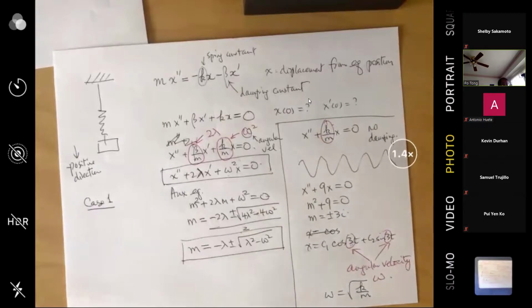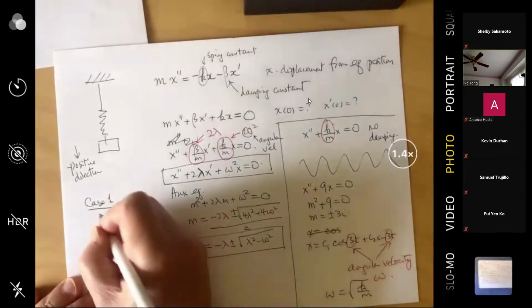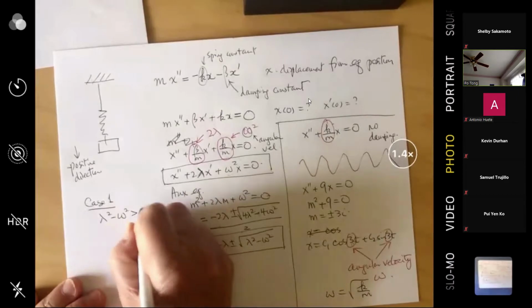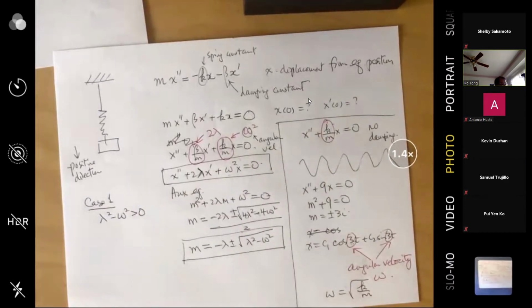So we have different cases now that we need to talk about. Case 1 is the case where lambda squared minus omega squared is bigger than 0. Bigger than 0. So would that be a complex number then for the m?